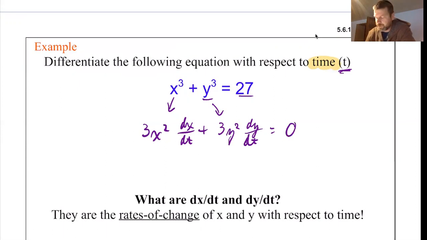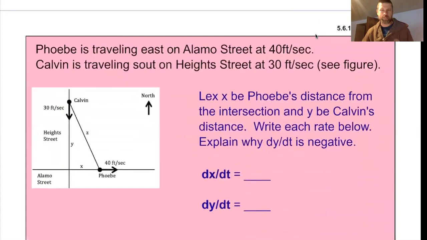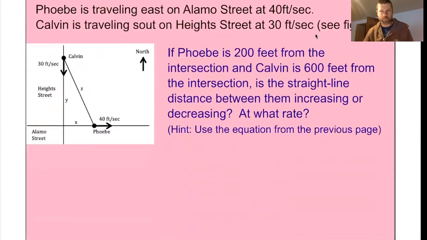You'll notice it's a very similar problem, but this time I have a dx/dt and a dy/dt in my equation. What are dx/dt and dy/dt? They're rates of change over time. They're how fast x is changing and how fast y is changing. All right, I think we're ready for an actual example. We're going to ease into this. We're going to do this example, but it's going to be 3 different questions on the same problem.